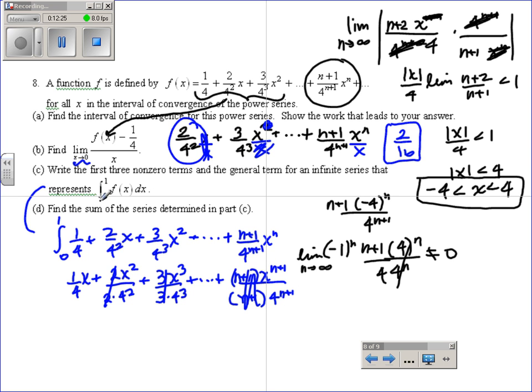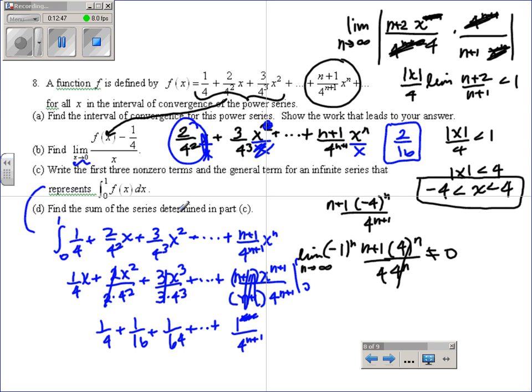We're supposed to evaluate from 0 to 1, and so if I plug in 1, I get 1/4 plus 1 over 16 plus 1 over 64 plus, plug in 1, 1 to the n plus 1 over 4 to the n plus 1, and 1 to the n plus 1, of course, is just 1, so you can just write 1. So that would be your answer.